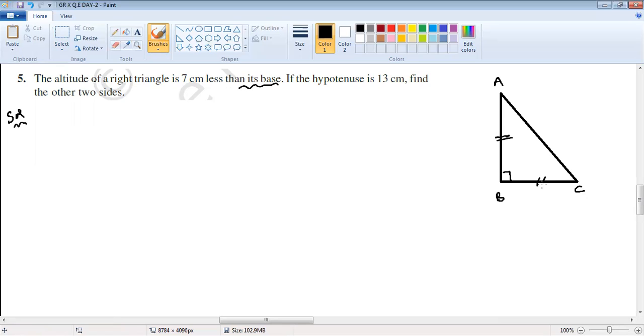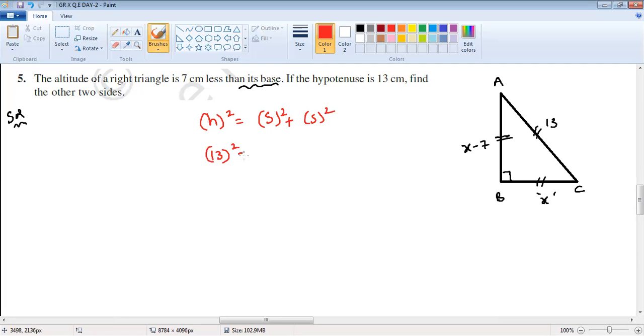So this is the altitude, 7 centimeter less than its base. So this is the base; let's suppose it is x centimeter. The altitude is 7 centimeter less than its base, so we'll take it as x minus 7. This is called the hypotenuse. This is 13 centimeter. So then what concept can we apply? Can we apply Pythagoras theorem? Yes, sir. Pythagoras theorem says that hypotenuse square is equal to the sum of the squares of the other two sides. Am I right, ma'am?